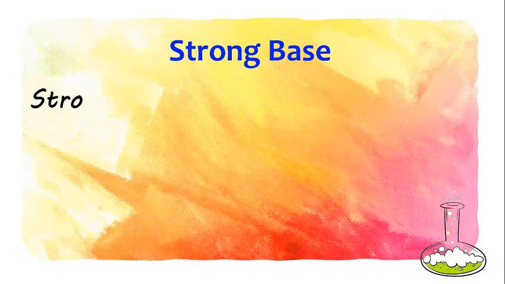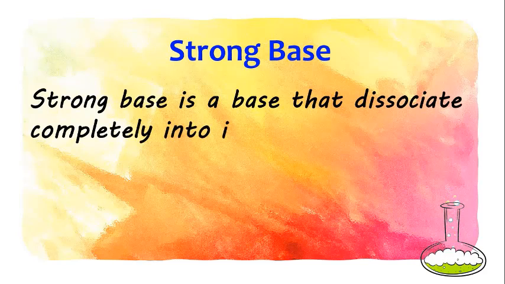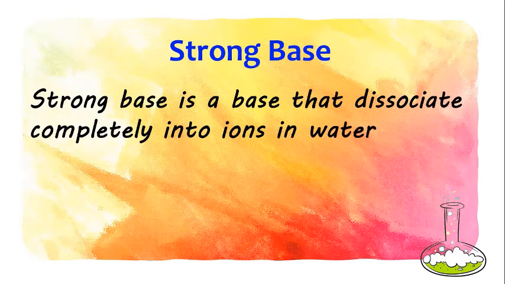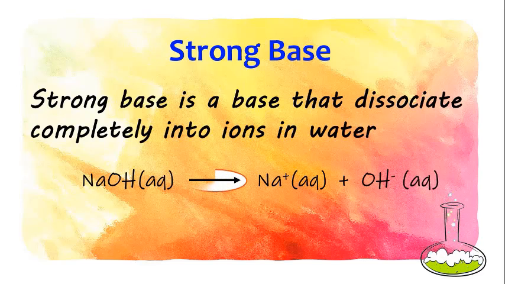Strong base. Strong base is a base that dissociates completely into ions in water. For instance, sodium hydroxide dissociates into sodium ion and hydroxide ion. In this equation, we use a single arrow to indicate a complete dissociation of a base.